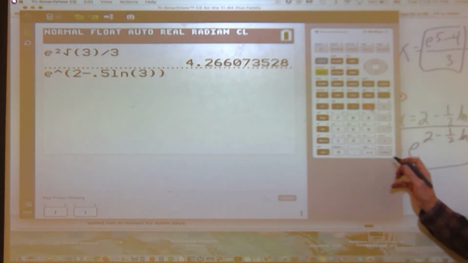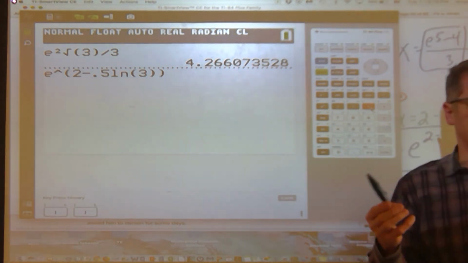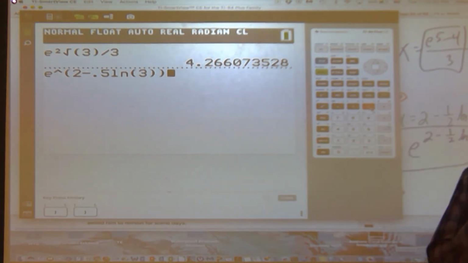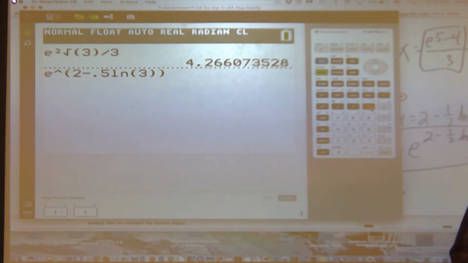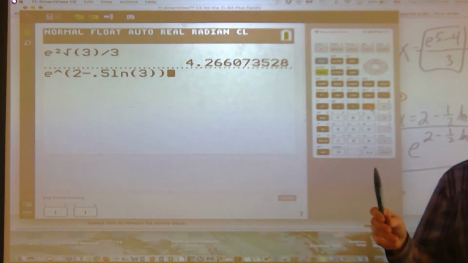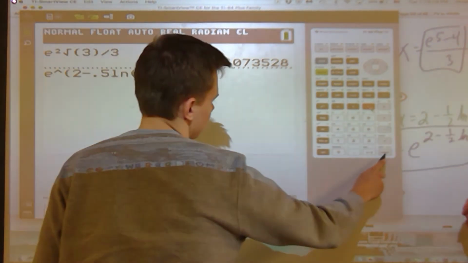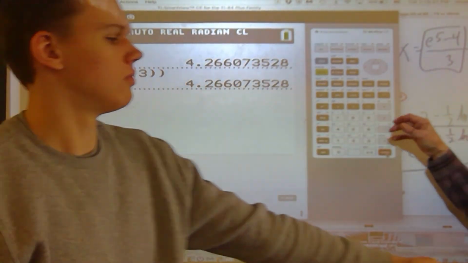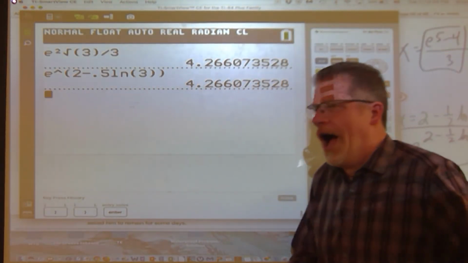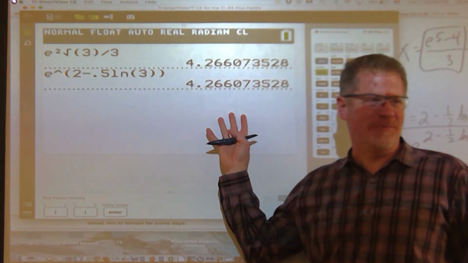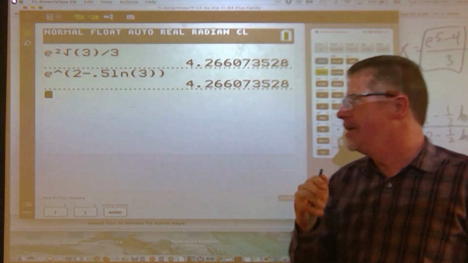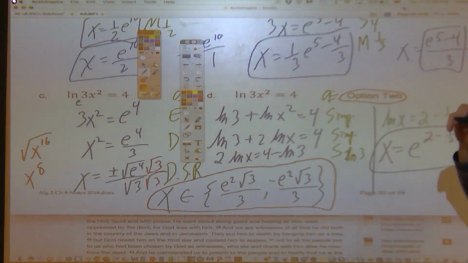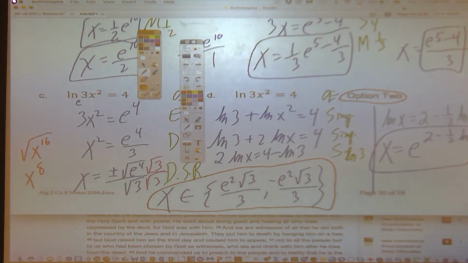I don't know if I can bring myself to press enter. Is there anyone willing to come up here and press enter for me? Daniel, come on up. So Daniel's going to reveal the truth about the future of mathematics. Here we go. Click enter. It's not broken. It's really true. You can do it both ways. Wow. Math is still a thing, everyone.